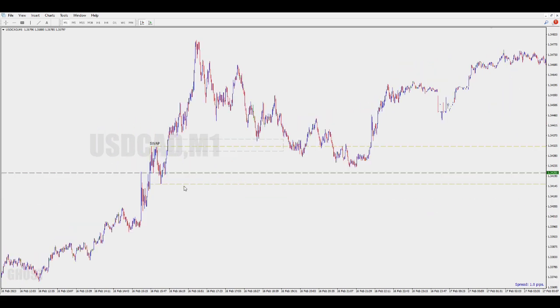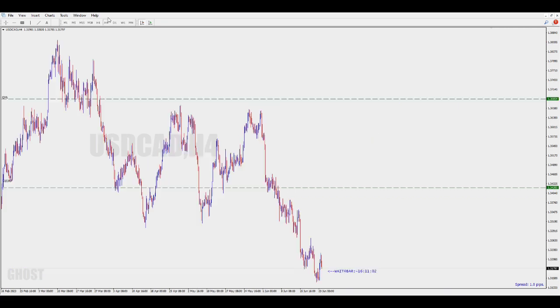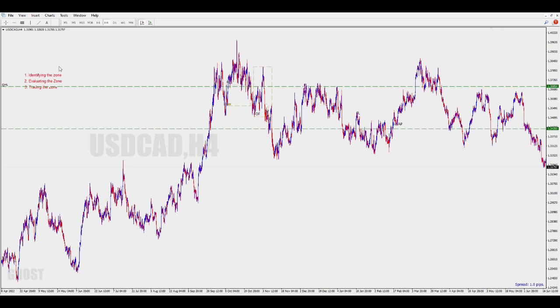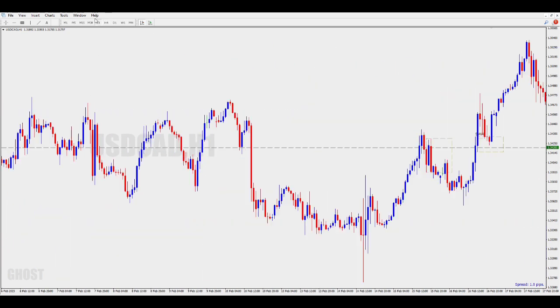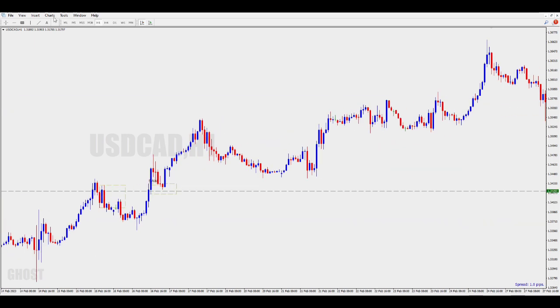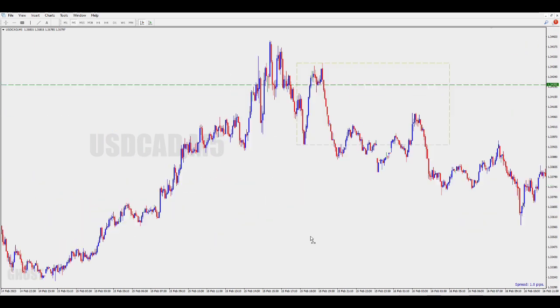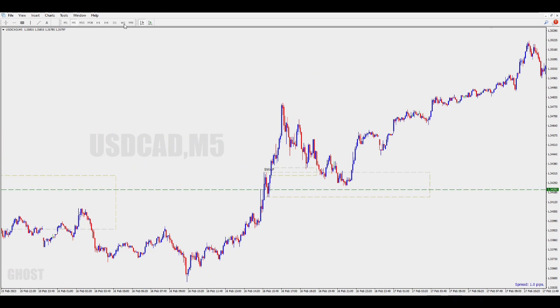So I would mark this area, like I said in the beginning. We have identifying the zone, evaluating, and trading the zone. So these are three different ways of approaching it, right? The three different things that you need to do when approaching this type of setup.